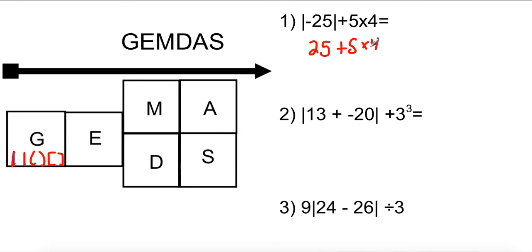Next, we have addition and multiplication. Multiplication takes priority. So 5 times 4 gives me 20, plus 25, and this will give me a sum of 45.